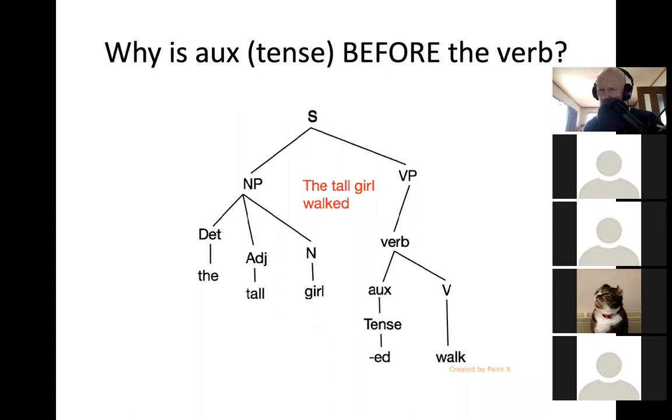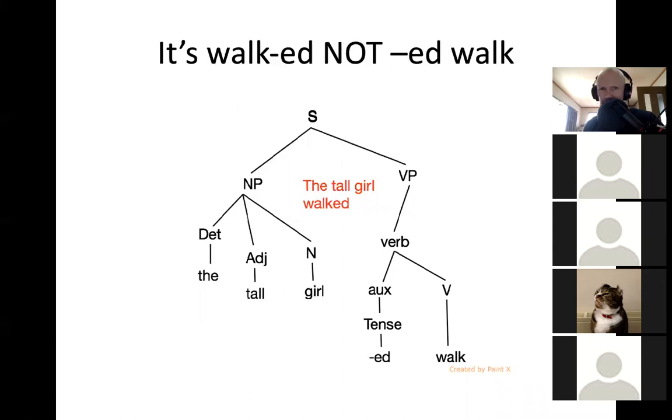The tall girl walked, right? So why would you say the tall girl ed walk? It's ridiculous. Well, think about it. I mean, it's not walk, it's walked. It's not ed walk, right? Clearly. So why are they doing it?